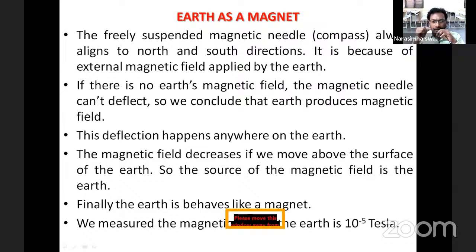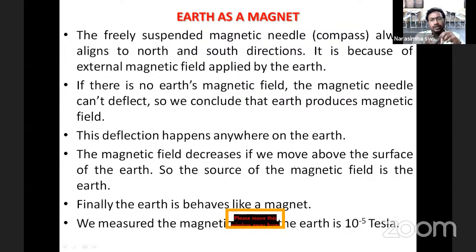See, the next point is the magnetic field is decreasing if we move above the surface of the Earth. Means if you move above the surface of the Earth, the magnetic field decreases. So the source of the magnetic field is the Earth.